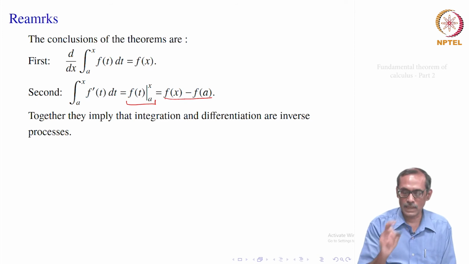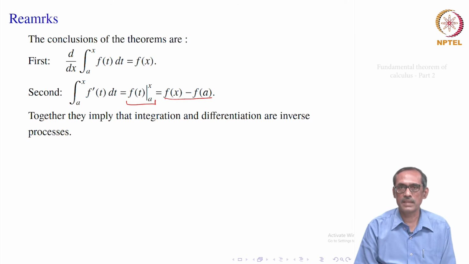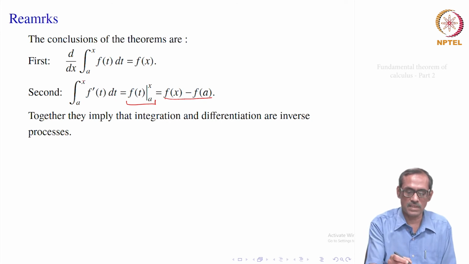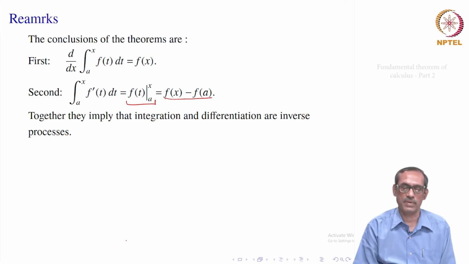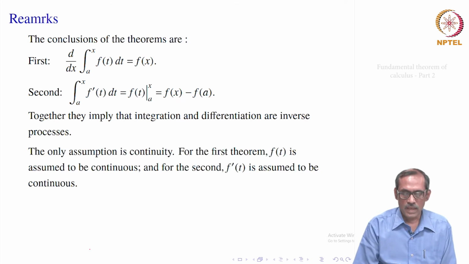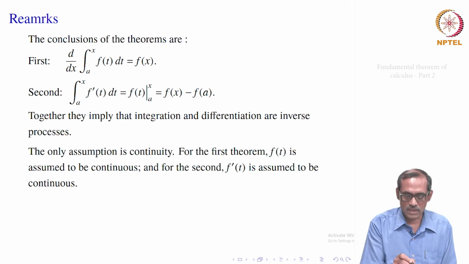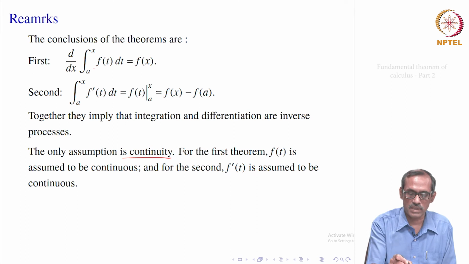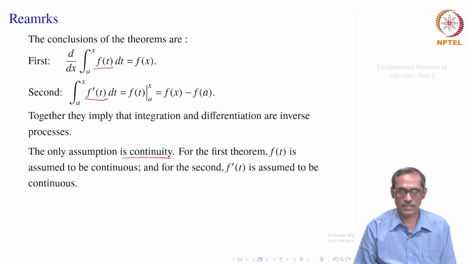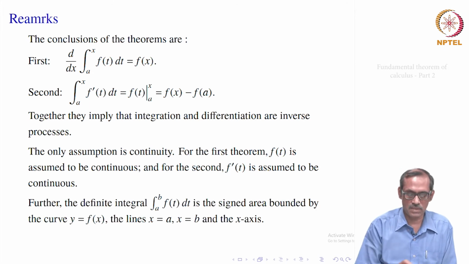So, this constant we cannot avoid because we know if derivatives of two functions are the same, then those two functions can differ by some constant. So, here because we take the integral from a to x, we have that constant as f of a. So, we are just giving a remark that the only assumption we use is continuity. In the first one we have continuity of f, in the second one we have continuity of f prime. That is how we get these results.